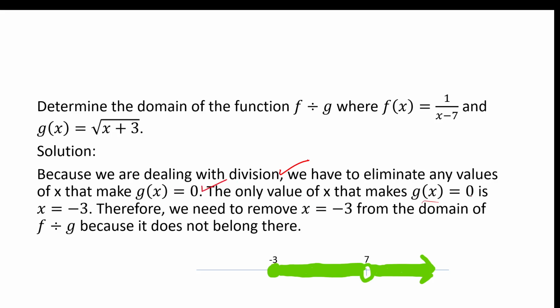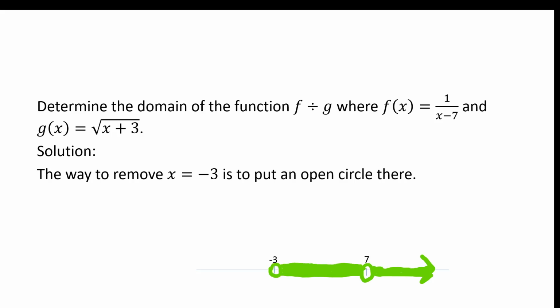The only value of x that makes g of x equal 0 is x equals -3, right there. X equaling -3 would make g of x equal 0. Therefore, we have to remove x equals -3 from the domain of f divided by g because it doesn't belong there. And so we can pull it out and we put an open circle there. So again, intersection of the two domains, just like with addition, subtraction, or multiplication, but also pull out any x value that makes the bottom function, the one being divided by, equal 0.